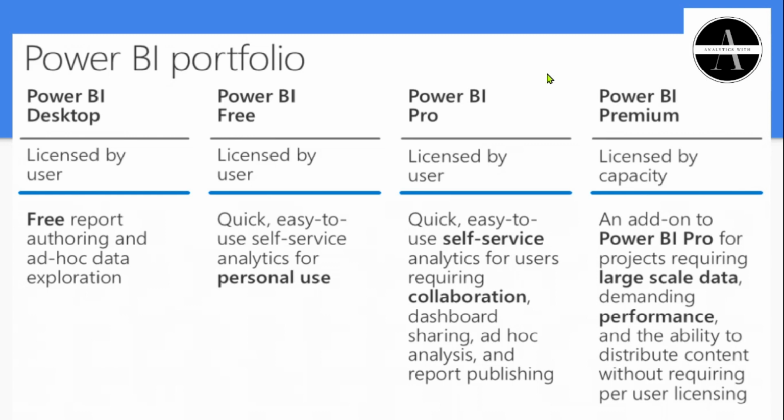Storage capacity for a Pro account is around 10 GB and you can upload a file of around 1 GB in a Pro account. Whereas Power BI Premium, which is also a paid version, is licensed by capacity and is used for large scale organizations. The storage capacity for Premium is around 100 terabytes and you can upload files from 100 GB to 400 GB in Power BI Premium.